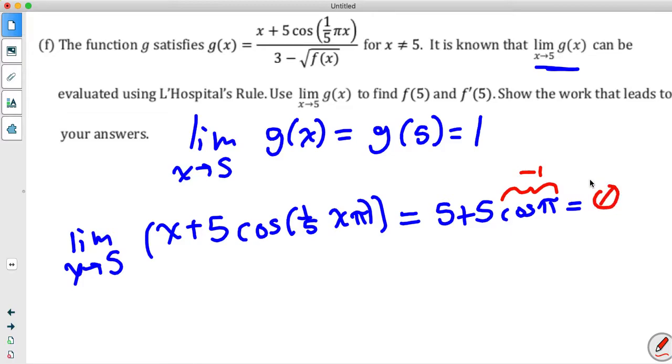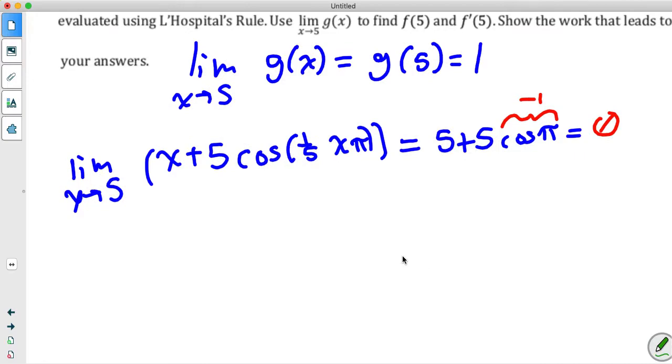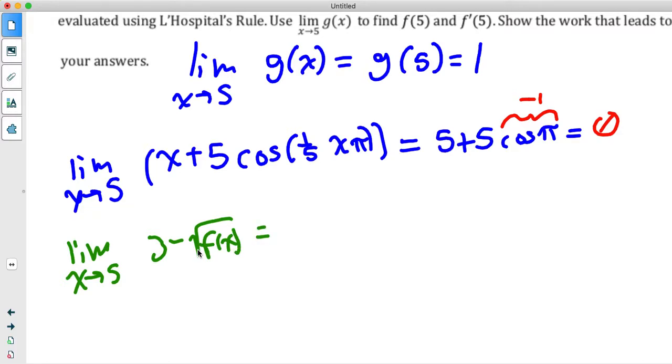Okay? So L'Hopital's rule means, like I said, you should have watched that video on L'Hopital's rule. That was something we didn't get a chance to cover in class. So we're going to have a 0 over 0 case, which means the denominator has to be equal to 0. So the limit as x approaches 5 of the denominator, 3 minus square root of f of x, when we plug 5 in, 3 minus square root of f of 5, has to equal 0.